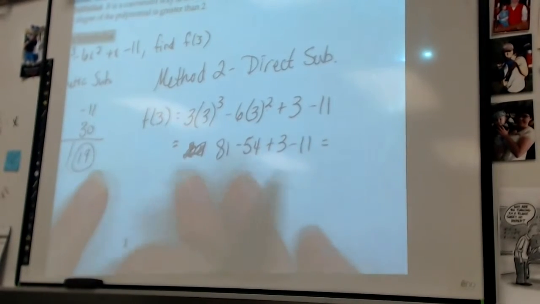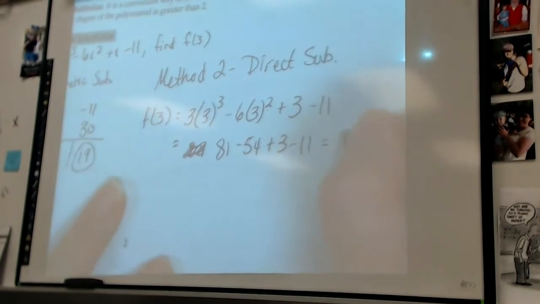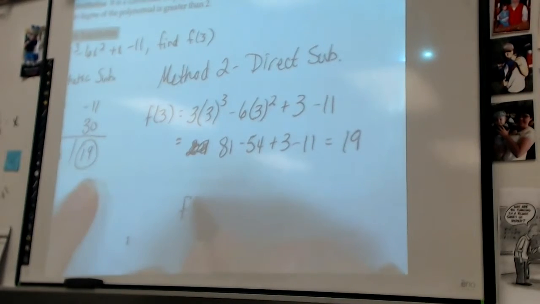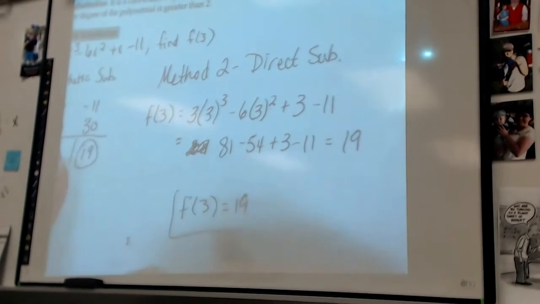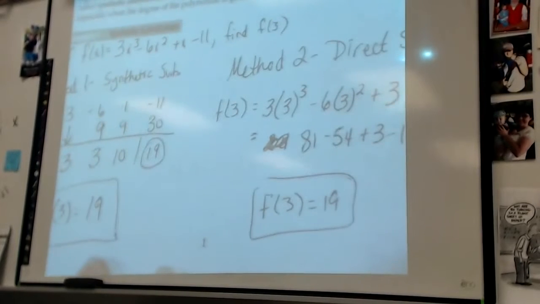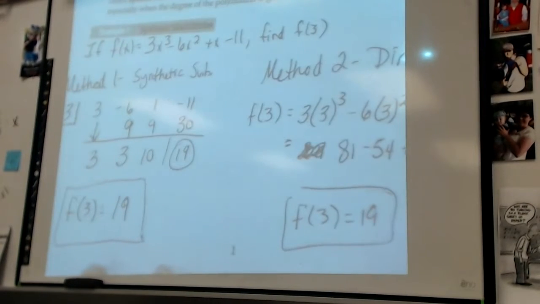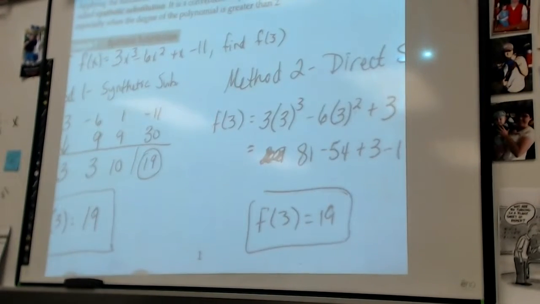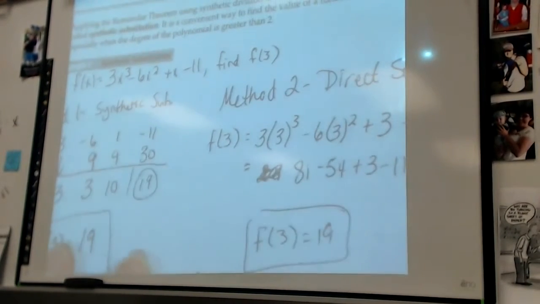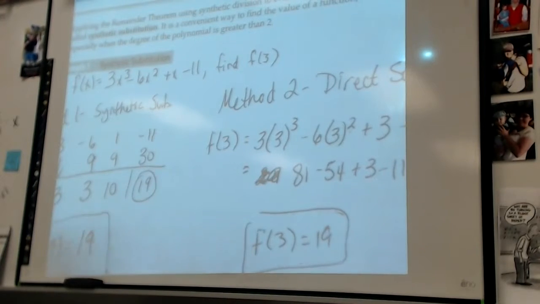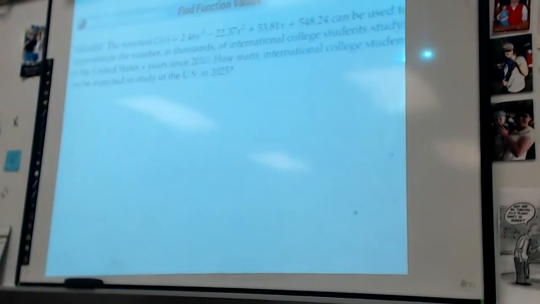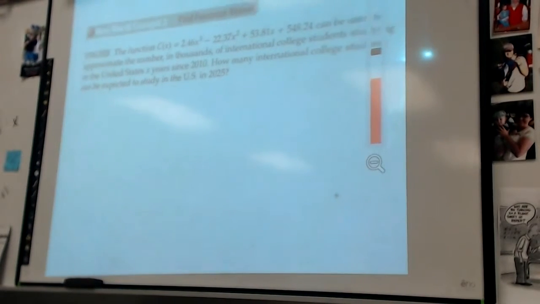All right, so what did we get? So f of 3 equals 19. So once again, you can see that it does work. Now, which way would you prefer with that one? Synthetic. And it's only a 3rd degree. Okay, so you can imagine if you had a 6th or 7th degree. Okay? All right. Now we're going to do a word problem, doing the exact same thing.